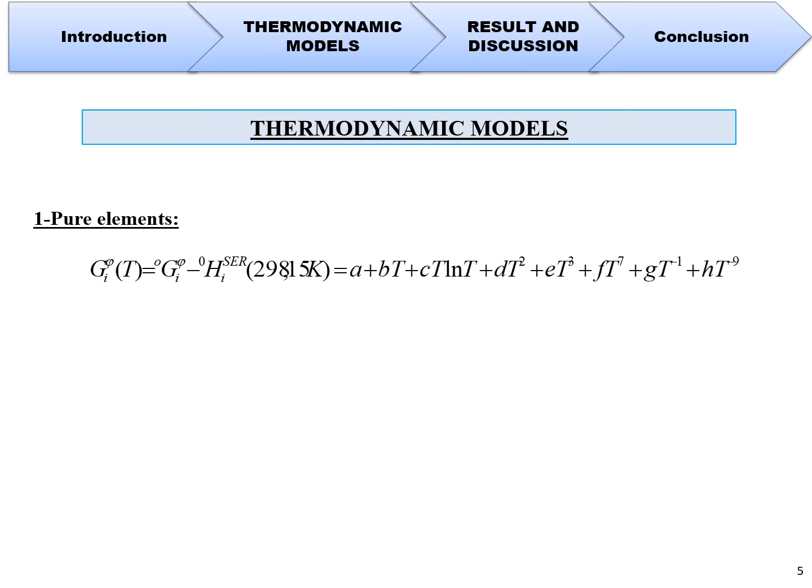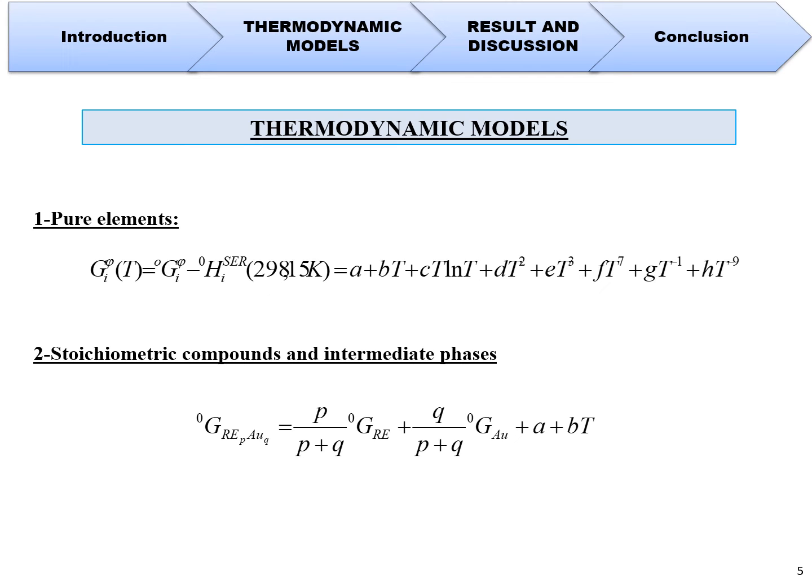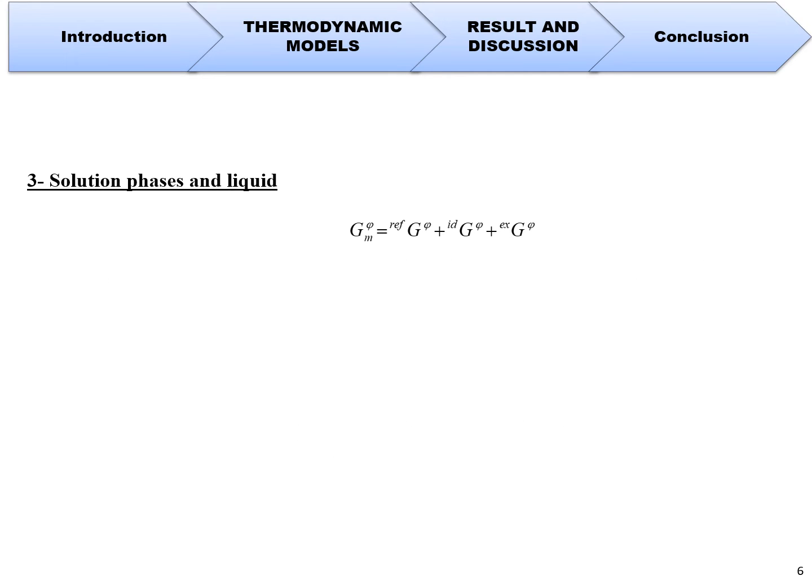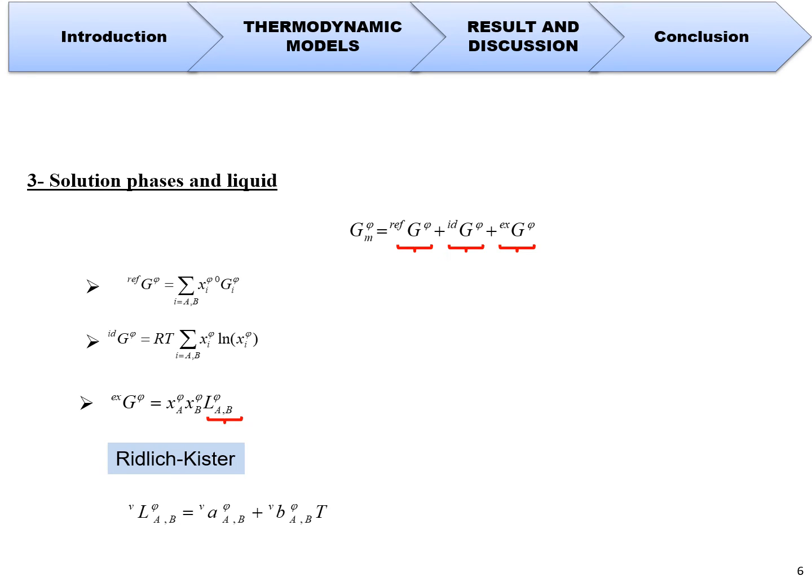The Gibbs energy function is described by equations of the following forms: for the pure elements, for the stoichiometric compounds and intermediate phases, and also for the solution phases and liquid. And for the interaction parameter, we can use the polynomial Redlich-Kister or the Kaptay form, the exponential form of Kaptay.